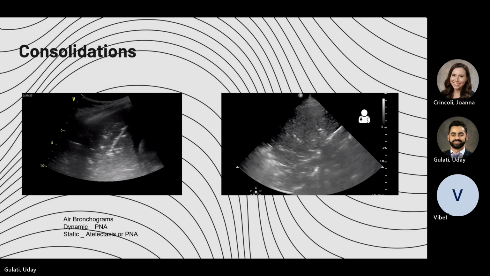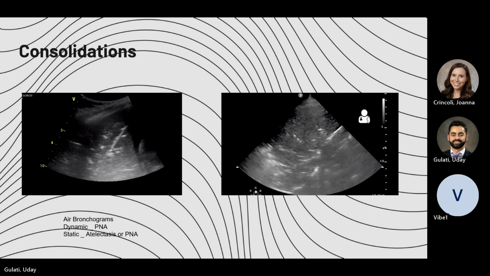So once again, dynamic air bronchograms, meaning that it is moving, which is what you're seeing in this picture. You see that line kind of moving? That's pneumonia. Versus static, meaning the line does not move, is either atelectasis or pneumonia.